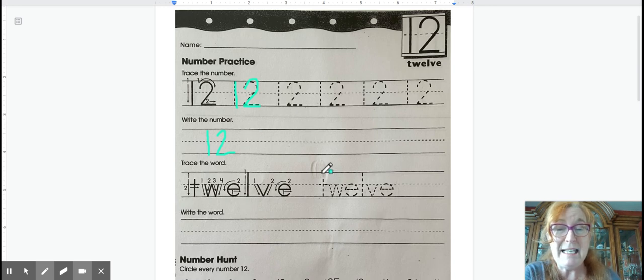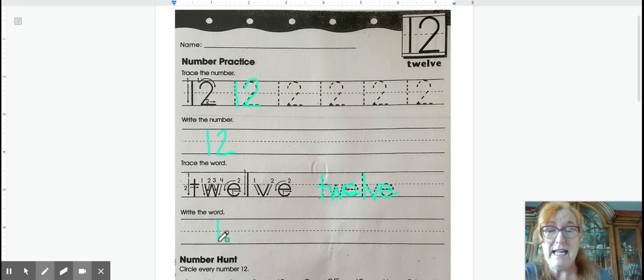Twelve is written with a T, which is a tall letter, a W, E, L, which is a tall letter, V, and an E. Twelve. Let's try to write twelve on our own.